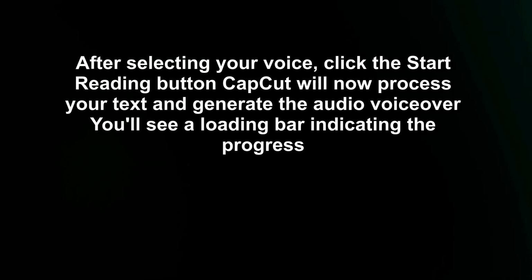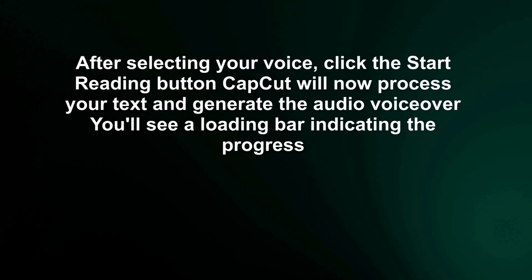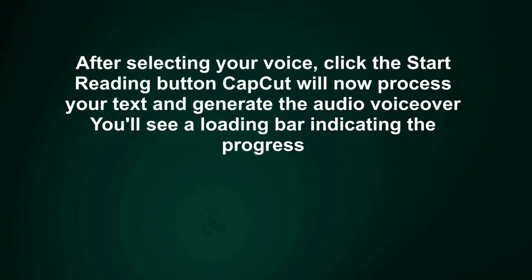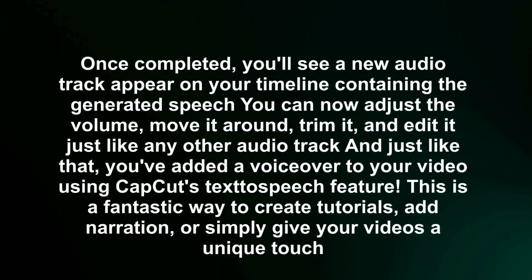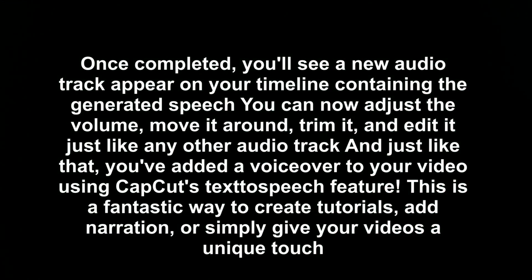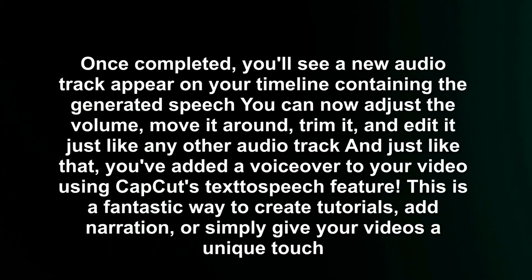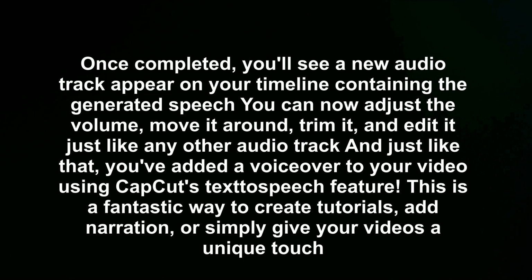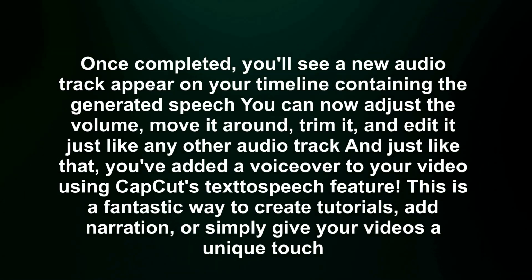After selecting your voice, click the Start Reading button. CapCut will now process your text and generate the audio voiceover. You'll see a loading bar indicating the progress. Once completed, you'll see a new audio track appear on your timeline containing the generated speech. You can now adjust the volume, move it around, trim it, and edit it just like any other audio track.